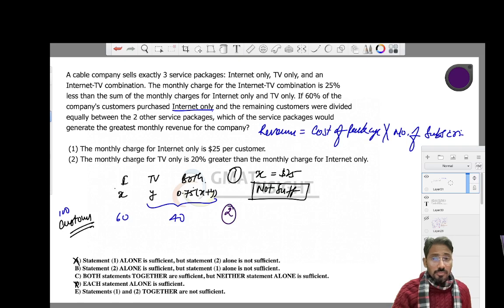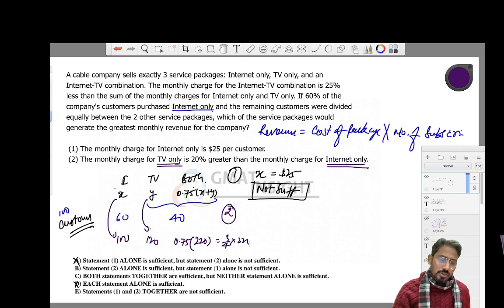The second statement says that the monthly charge of the TV only is 20% greater than the monthly charge of internet only. Which means if for the internet the charge is 100, then the charge for the TV only is 20% greater, that means 120. That means for both it's going to be 0.75 multiplied by 220, 100 plus 20. Now we can quickly calculate it, 3/4 multiplied by 220. So this is 55 multiplied by 3, 165.